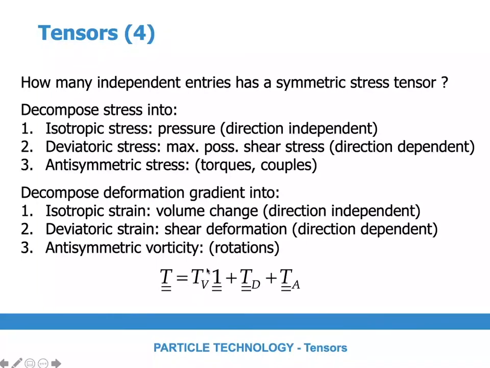This is the isotropic direction independent part. We call it also volumetric part. 1 is the unit tensor. This is the symmetric deviatoric part, and this is the antisymmetric part. So every tensor of rank 2 can be decomposed this way. Okay, forget about the antisymmetric one, and this is what we are working with all the time. The first 2 terms, isotropic and deviatoric symmetric.